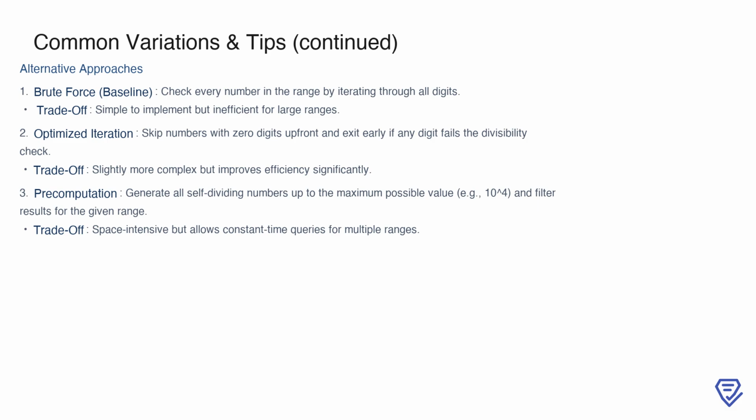For even greater efficiency, you could use pre-computation. This involves generating all self-dividing numbers up to a maximum possible value, like 10,000, and then filtering these pre-computed results for any given range. The trade-off here is that while this method is space-intensive, it allows you to handle multiple queries in constant time. Choosing the right approach depends on the constraints of the problem and the specific requirements of your use case.